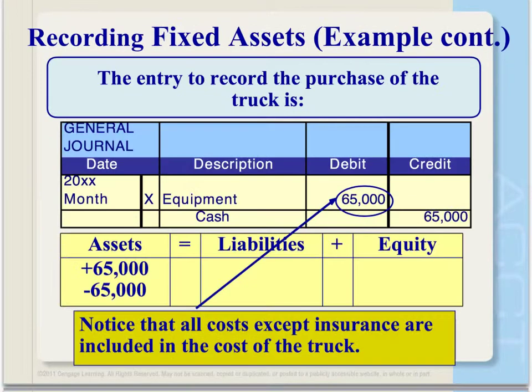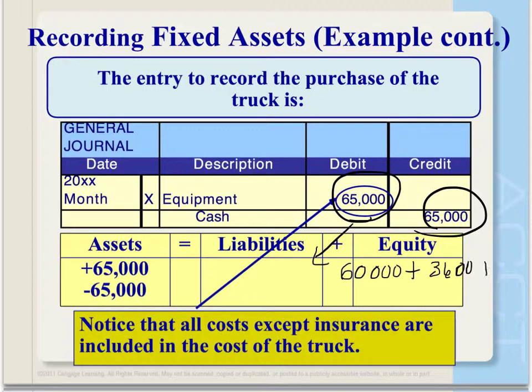On the next page, it lists that they have decided to debit equipment for $65,000 and credit cash. So all of the costs, with the exception of insurance, are included in the debit to equipment. So that was the original purchase price of $60,000 plus the sales tax of $3,600 plus the $400 of county fees plus the GPS, because that's going to help us find your house, which totaled the $65,000. The only item that is not included is the $1,400 of insurance.